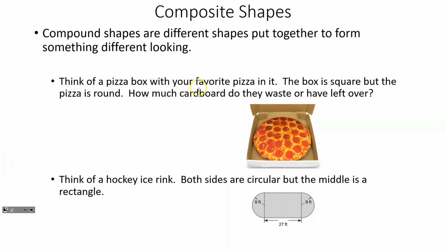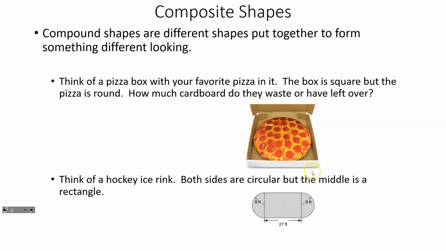So think of a pizza box with your favorite pizza in it. The box is square, but the pizza's round. Have you ever wondered why that is? Why do they serve round pizza in a square box? Why not a round box? But anyways, how much cardboard do they waste when they do it this way? Or how much do they have left over? Like all these sides over here with no pizza in it. That's a waste. They should fill up the entire box with pizza.